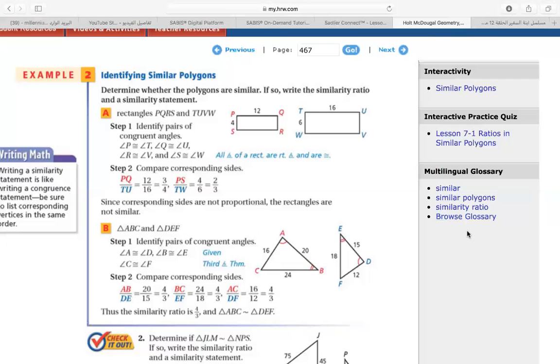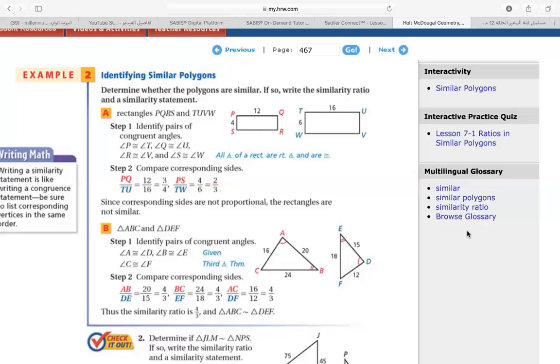So, PQ over TU. What is the length of PQ? It is 12. What is the length of TU? It is 16. 12 over 16 is 3 over 4. I'm going to divide the two numbers by 4 because 12 is divisible by 4 and 16 is also divisible by 4. So I'm going to divide by 4.